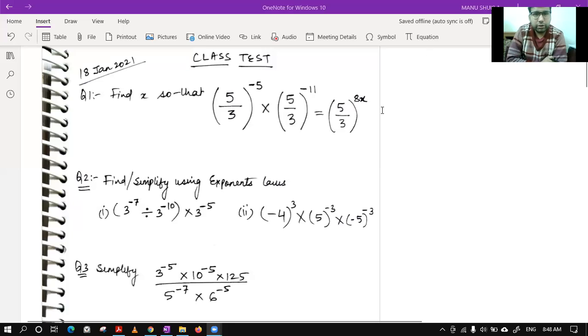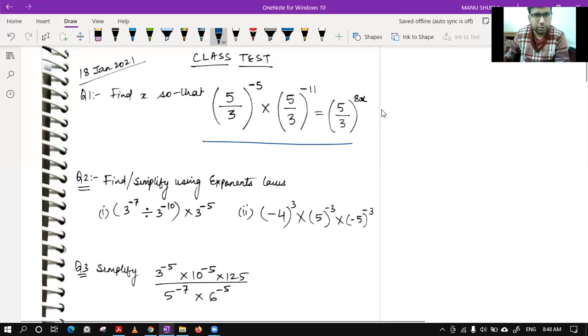So, good morning, everyone. In the last class, we have taken a class test. So, now let's discuss. The first question was find the value of x for this situation. Let me go to the draw. Let me take a red pen.